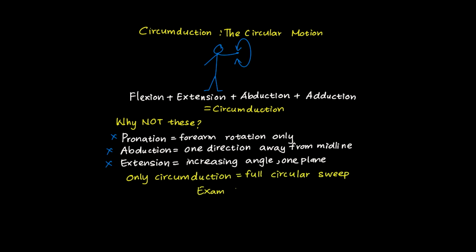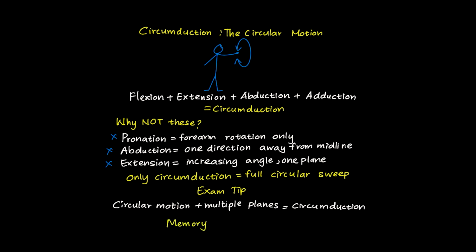Here's a WGU D312 OA exam tip for you. If a question describes a circular arm or leg motion combining multiple planes, that's circumduction. Quick hook. Circum equals circle. Circumduction equals circular motion at a joint.